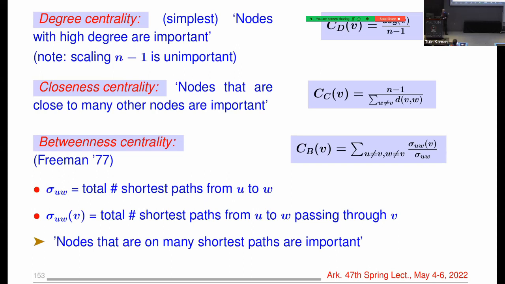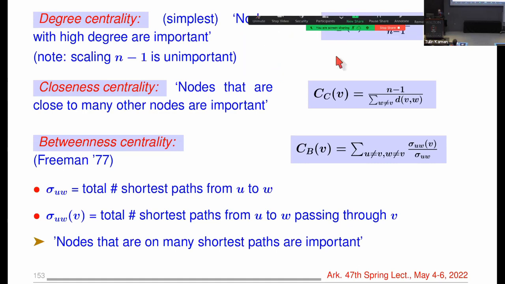So I'm going to give you only the most important ones; there are many other ones. I mentioned one at the very introduction yesterday, Bonacich's centrality. There's a couple of other ones that are similar. So the simplest one you can imagine is the degree centrality. It simply says that a node is important if it has a high degree. You cannot imagine an easier definition than this one here.